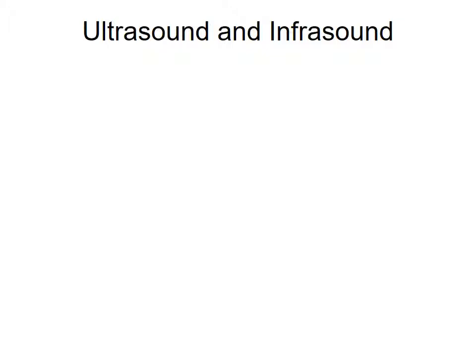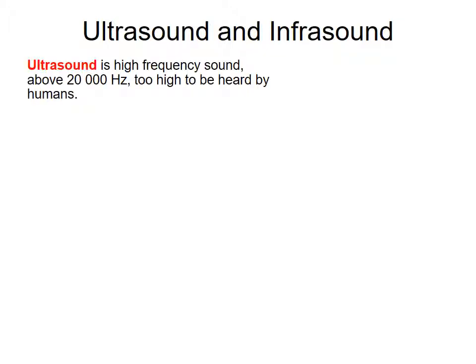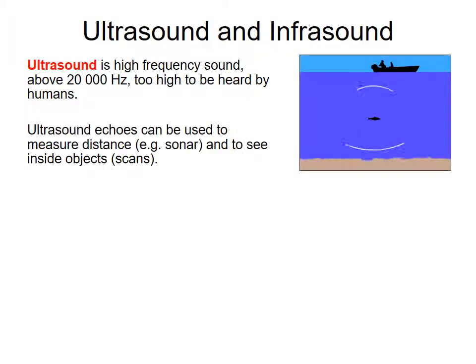Okay, so now looking at ultrasound and infrasound. So ultrasound is the higher frequencies above 20,000, so dogs can hear it, but we can't because it's too high for our upper limit. And ultrasound can be used to measure distance. Okay, so in this GIF here, we're looking at something called sonar, or for medical applications like scans. So ultrasound is something that, say, a pregnant woman would take an ultrasound to see how the baby's going, because it can see inside objects, the human uterus, as an example.